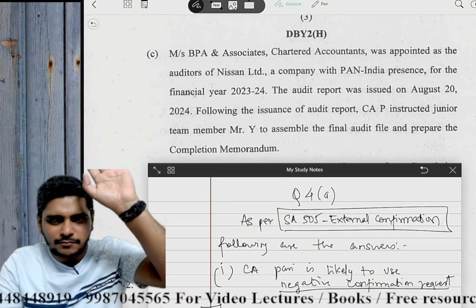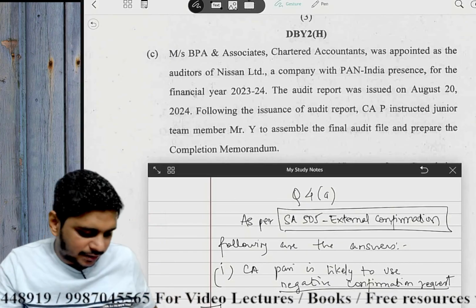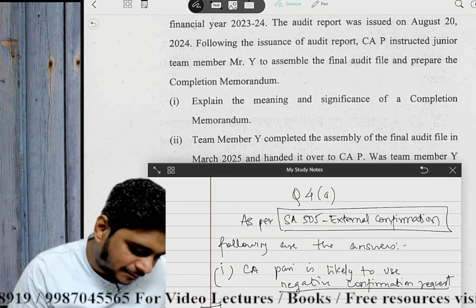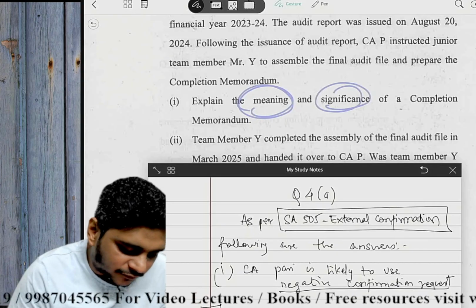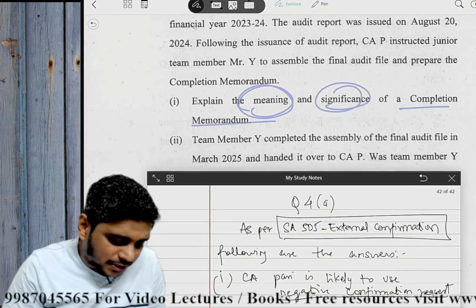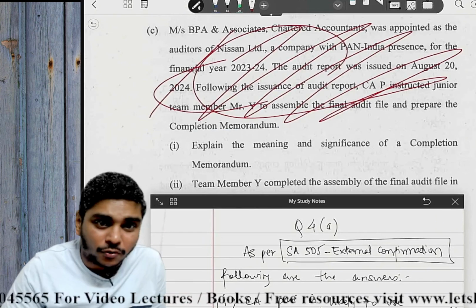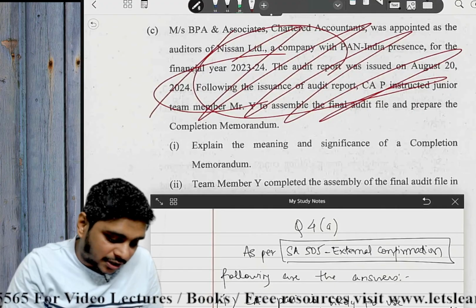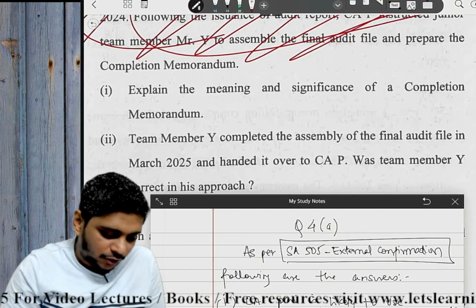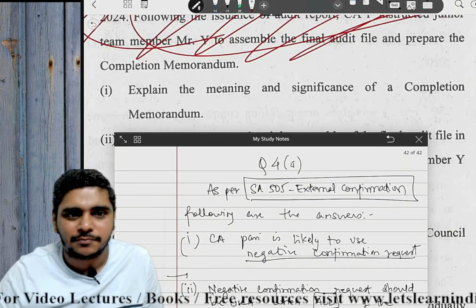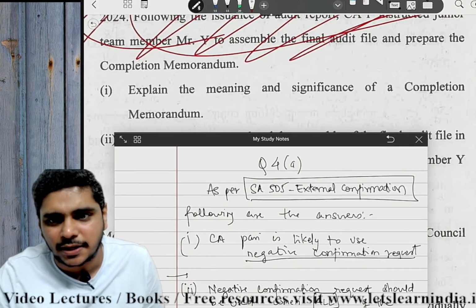Does it feel case based? Exactly, case based. But now if you read, explain the meaning and significance of completion memorandum. Boss, if they had not given you this story also, could you answer question number 1 here? Tell me, will you be able to answer question number 1 directly? Explain the meaning and significance.